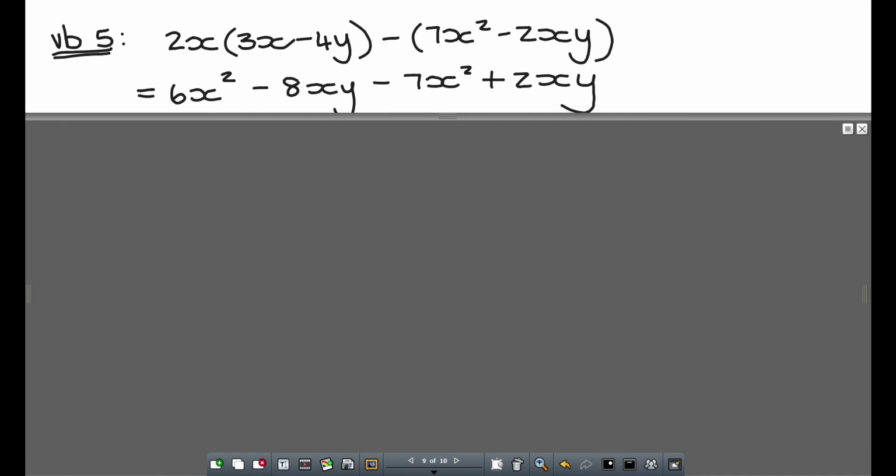Ok, goed, so ek gaan heel eers sê, 2x maal 3x geef my 6x kwadraat, and the 2x times the minus 4y gives me minus 8xy. Goed, dan gaan ek hierdie minus 1 maal met die 7xy, so hy raak net negatief 7xy, and minus 1 times minus 2xy, which means that becomes a positive 2xy.